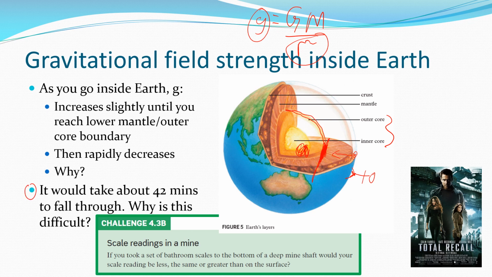Little point here. It takes about 42 minutes to fall through the Earth. All right. So if you could drill a tunnel all the way through the Earth like this, and you stood at one end and jumped through to come out the other end, it would take about 42 minutes to fall through, which is quite ironic, the meaning of life, the universe and everything.